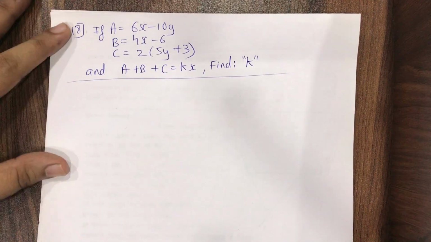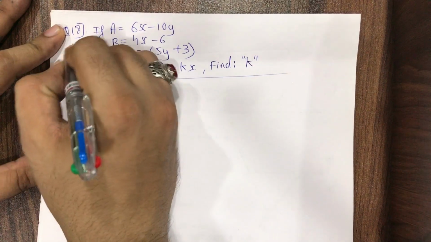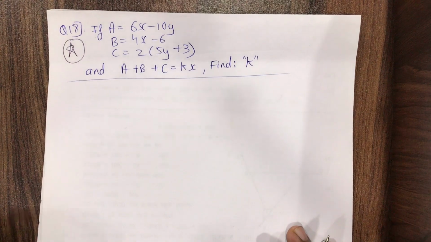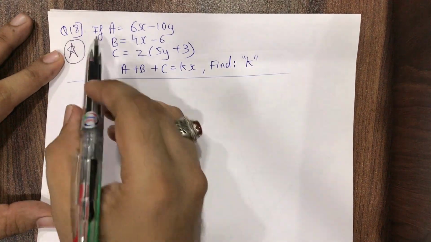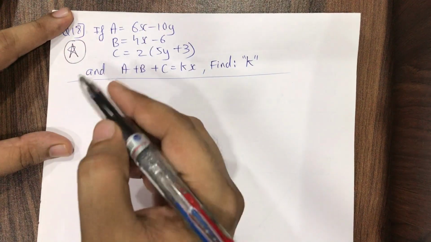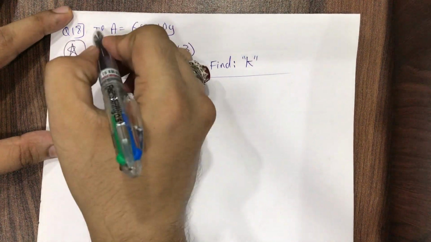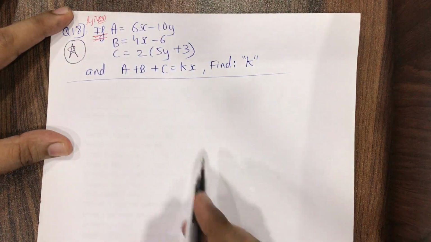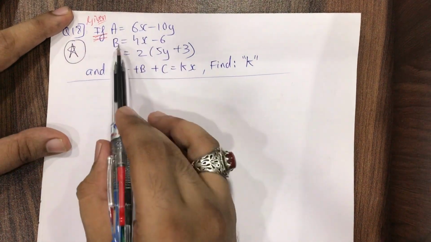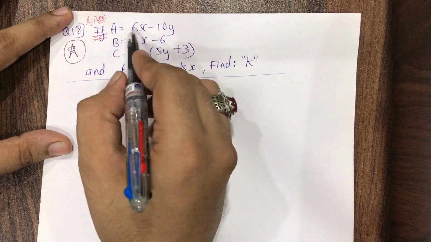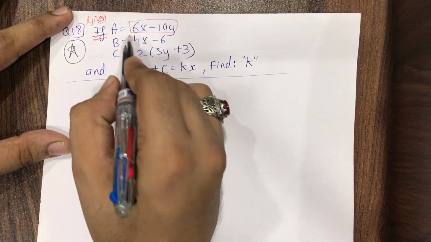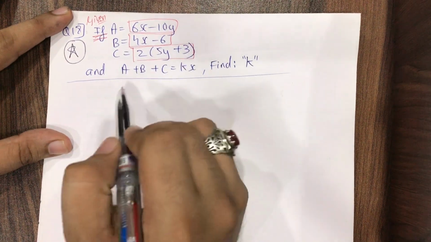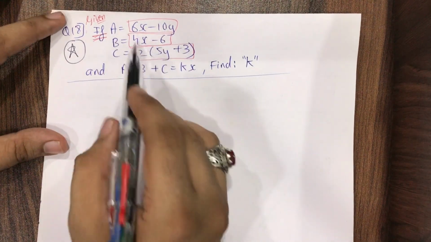Okay students, now we are on question number 18. I'll mark a star over here, a very important question. Very simple, but we have to be a little bit careful. First of all students, whenever you encounter the word if, it means given, the given terms. So if the value of A is 6x minus 10y, the value of B is 4x minus 6, the value of C is 2 within the bracket 5y plus 3. These are the given.